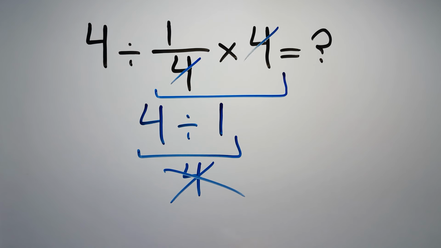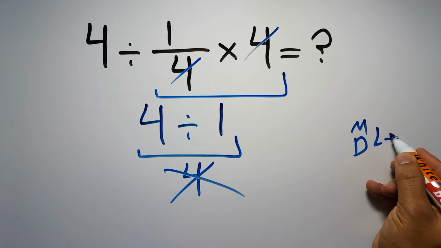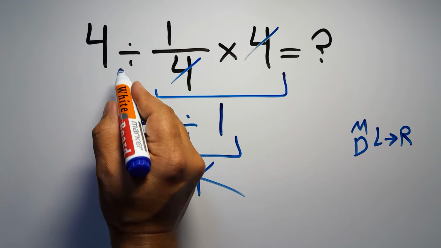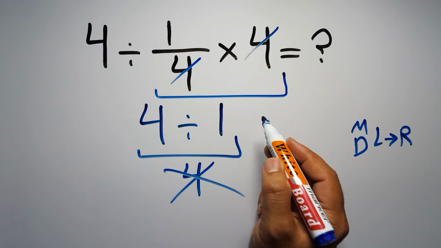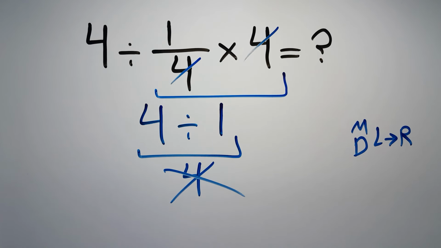Because according to the rule of operations, multiplication and division have equal priority and we have to work from left to right. So here first we have to do this division, then this multiplication. If we do this multiplication before this division, it is wrong.